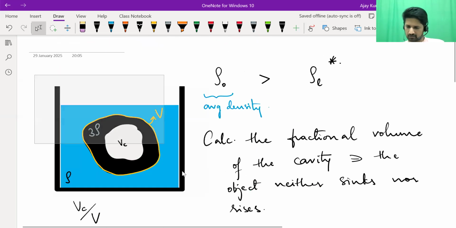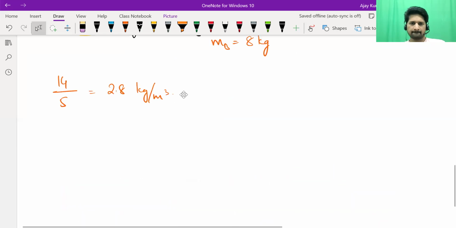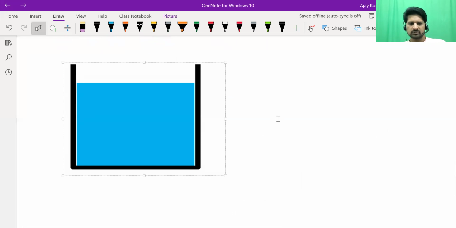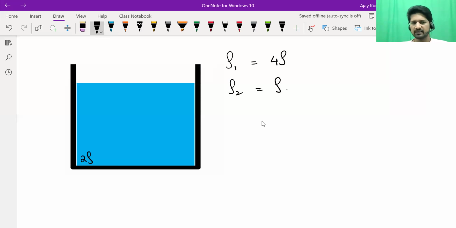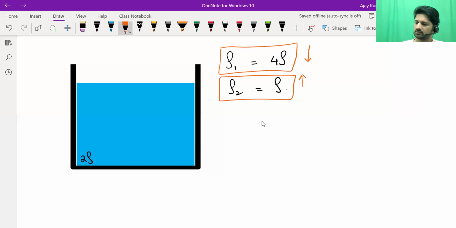Let's try another problem now based on this case itself. Suppose there's a liquid whose density is 2 rho, and we have two materials. First material density is 4 rho. Second material density is rho. Now you know 4 rho will sink in 2 rho, but rho will float in 2 rho. So if you make the object entirely out of the first density, it will sink. If you make the object entirely out of the second density, it will float. But if you combine them both, it could neither sink nor float. That possibility will be there.